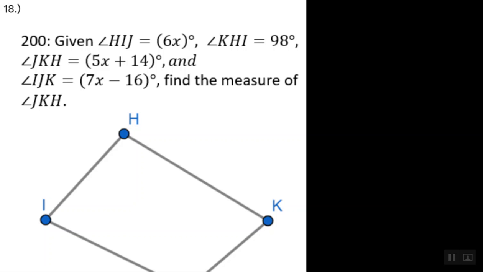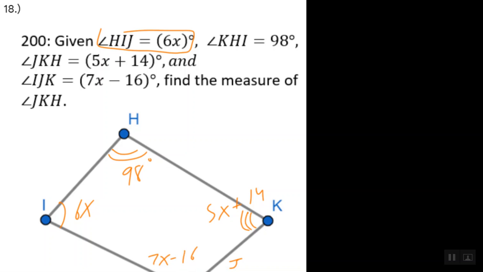Okay, here we have problem 18, and it says given HIJ is 6x, so let's see, that must be J down there at the bottom, so HIJ is 6x, KHI is going to be 98 degrees. We see that angle JKH is going to be 5x plus 14, and of course down here at the bottom, IJK must be 7x minus 16. And our ultimate question is to find the measure of angle JKH, which is this one right here.